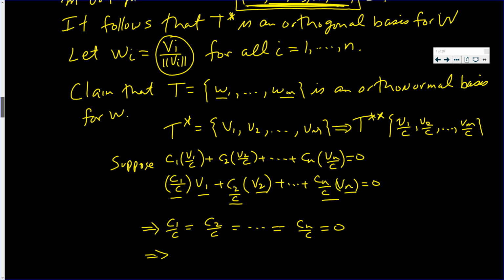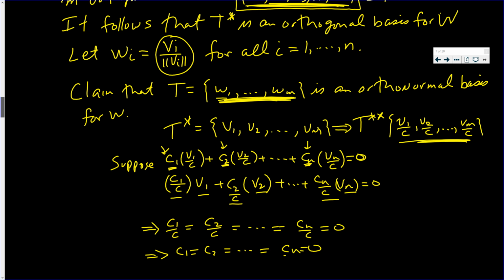But that means that the numerators had to be 0. The numerators have to be 0. But that's what I wanted. I wanted to show that if I found the linear combination of vectors in this set that equals 0, then C1, C2, up to C sub n all had to be 0. So I have that down. So this is still our basis.